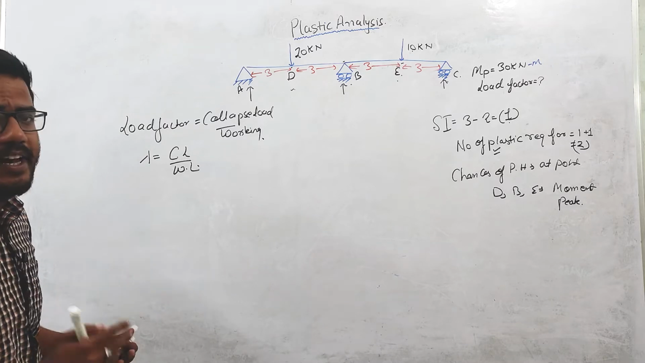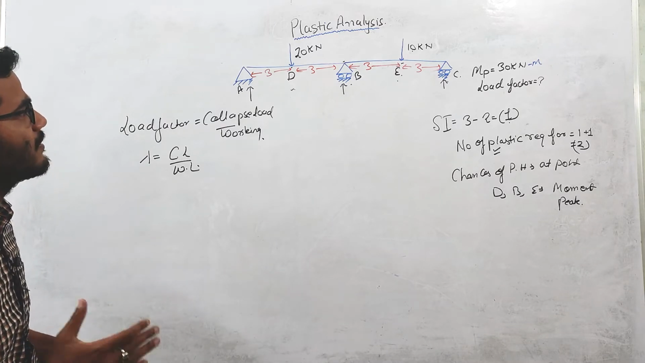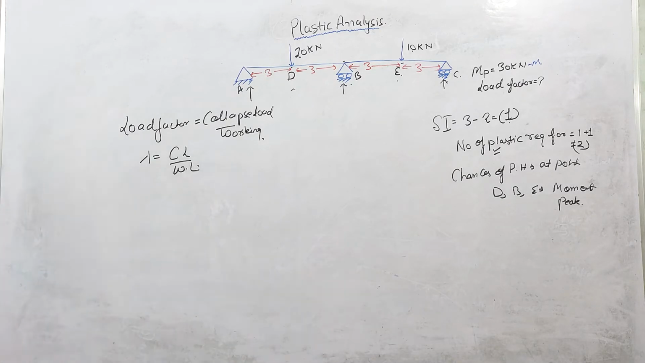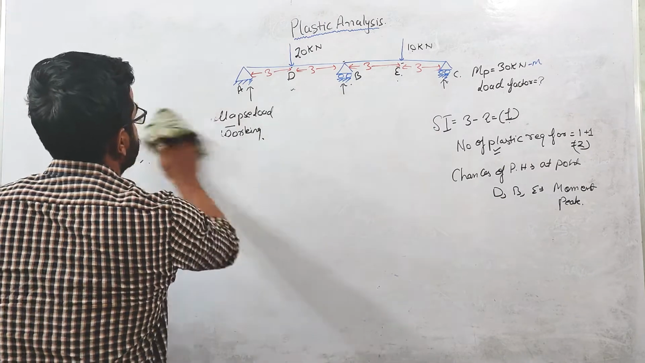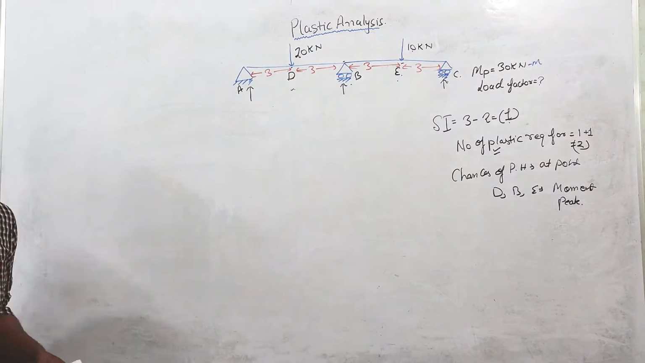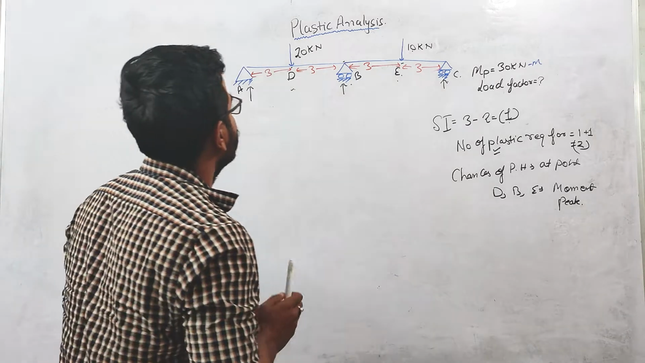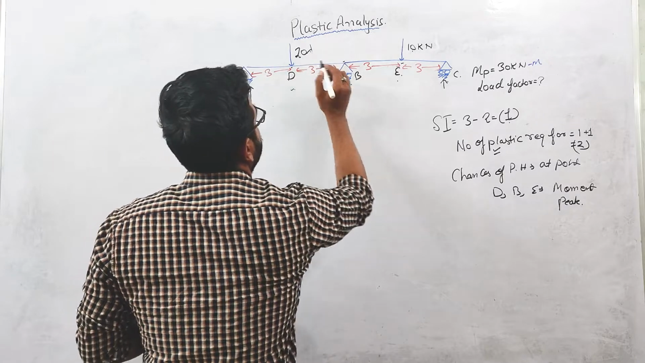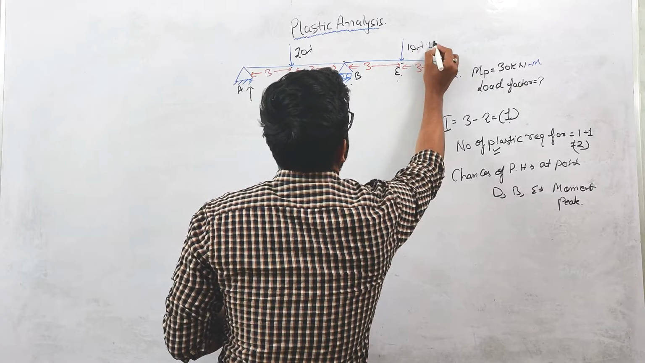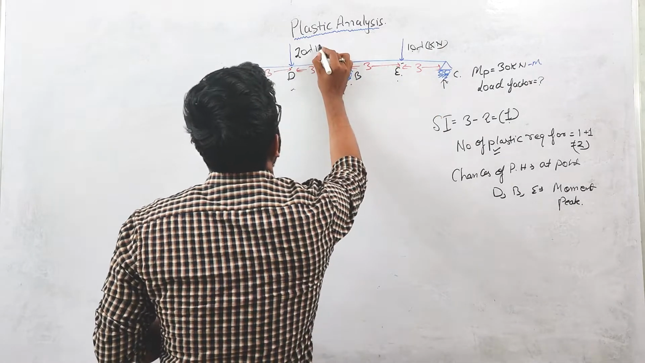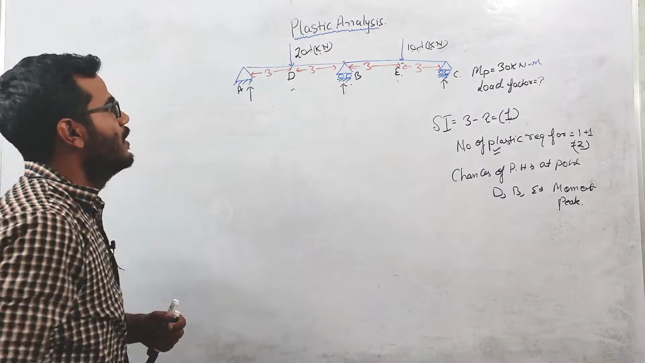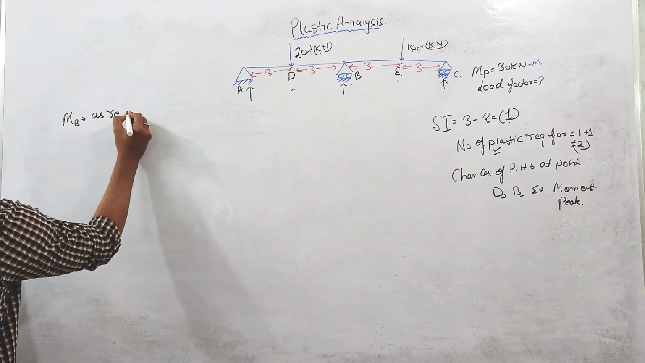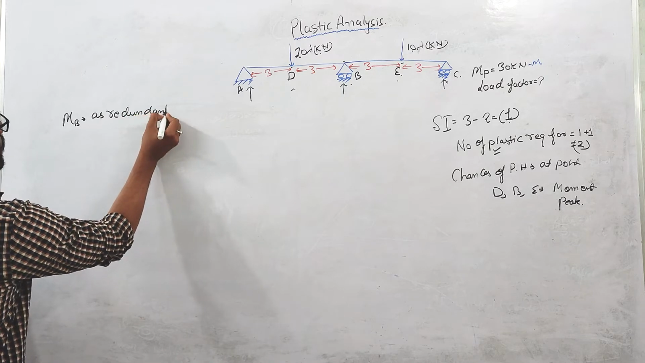Now you can see that the static indeterminacy of this beam is 1, so we need to take some redundant over here. This we have already discussed in the last lecture. We need to calculate the load factor, so I am multiplying the working loads by lambda. So this is 10 lambda kilonewton and this is 20 lambda kilonewton. Now I am taking MB as redundant.